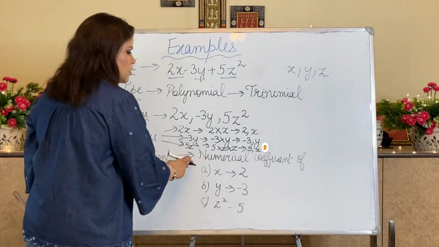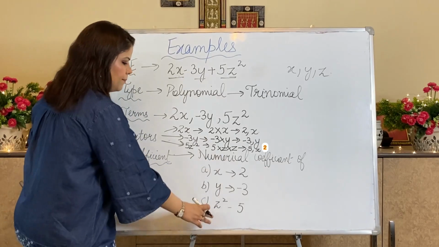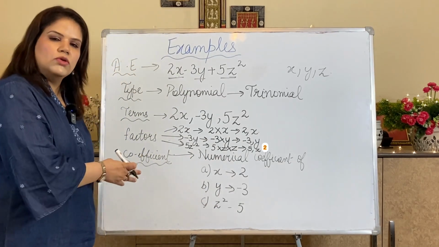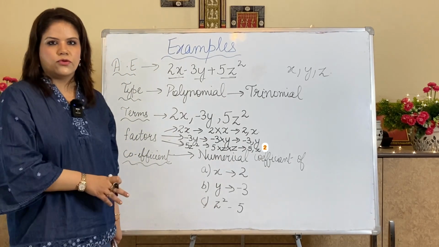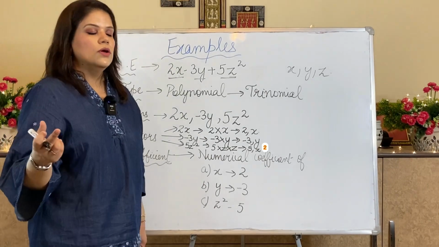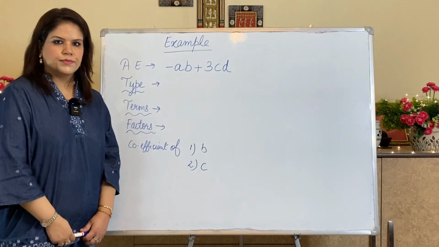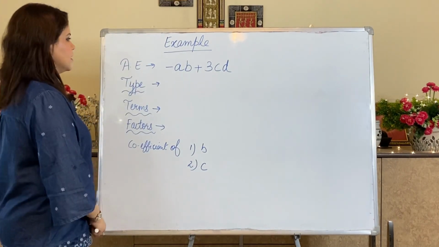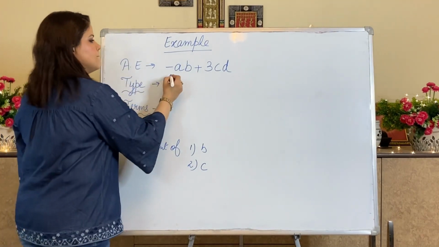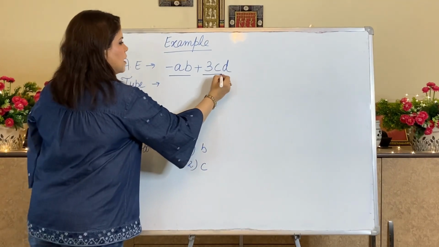Since I have been asked for the numerical coefficient and I have been given the variables, so I will only write numerical coefficients. They can ask you for the algebraic expression as well. That I will take in the next. Now I am taking the algebraic expression minus AB plus 3CD.